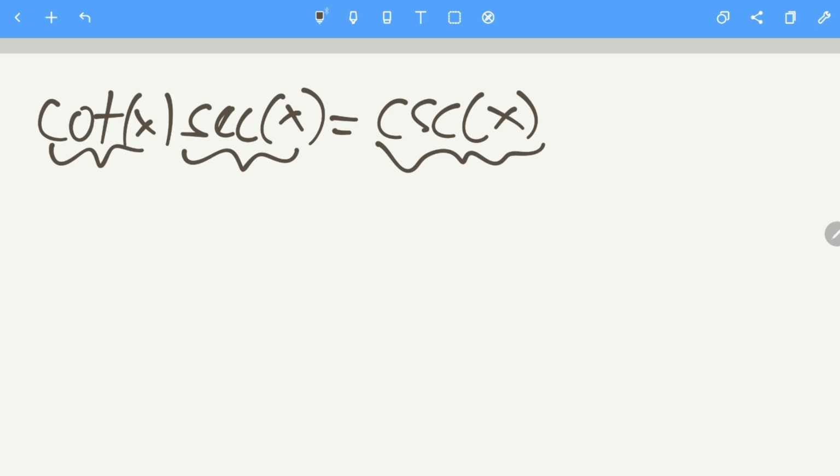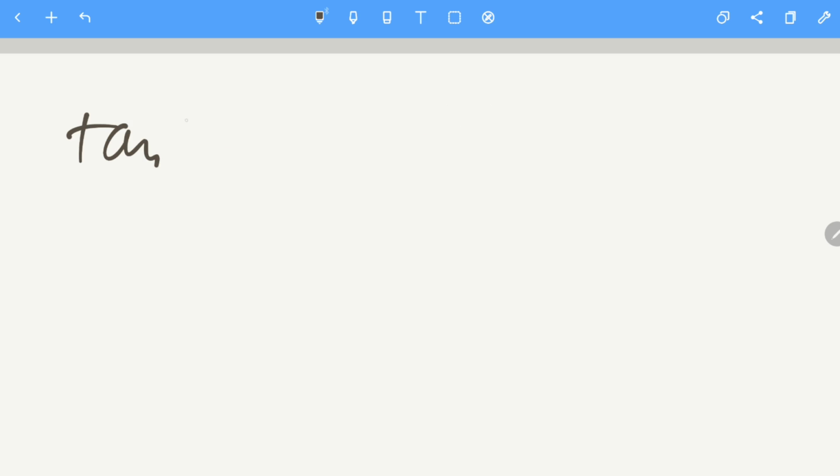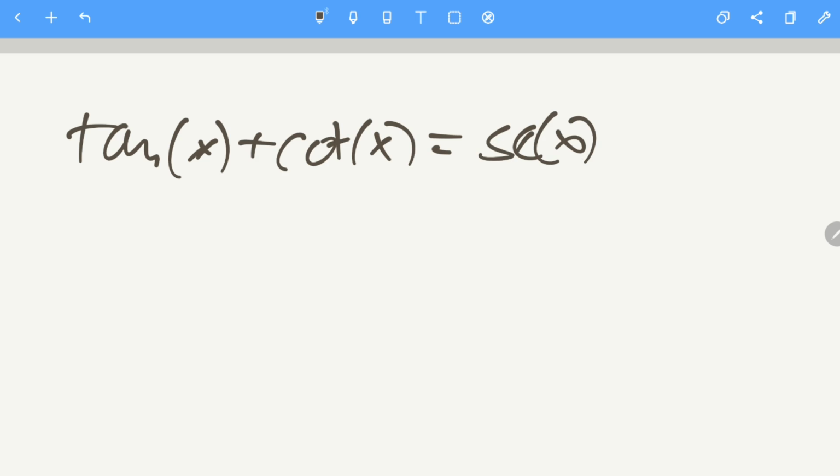Our next example, tangent x plus cotangent x equals secant x times cosecant x. Again, using the framework, the first step is to look at the number of trigonometric functions. Both sides have the same number of trigonometric functions, so this criterion doesn't work here.